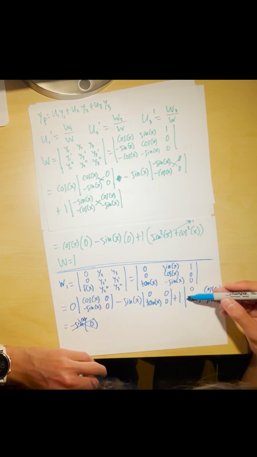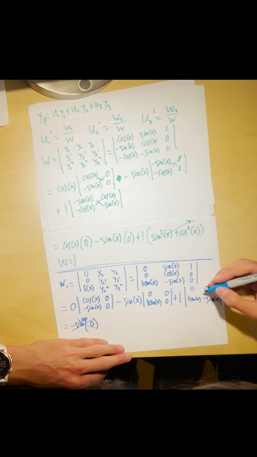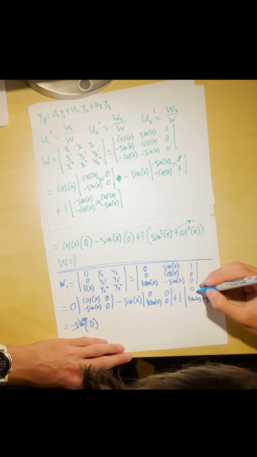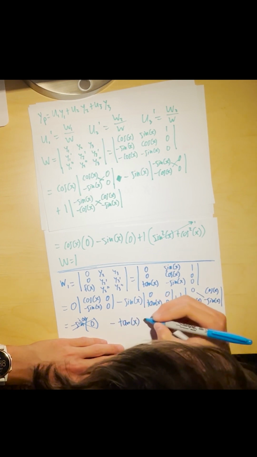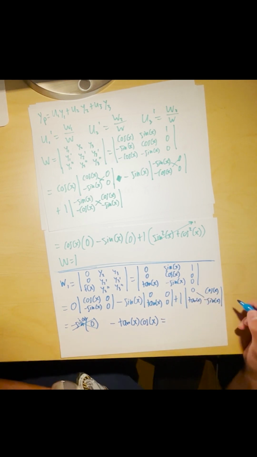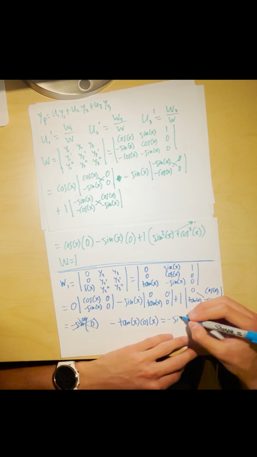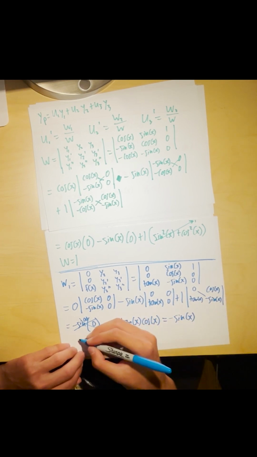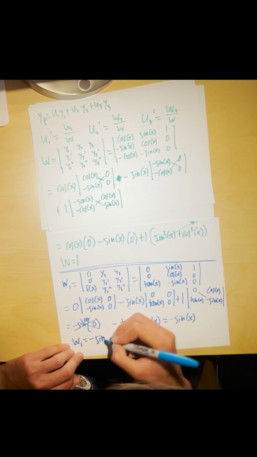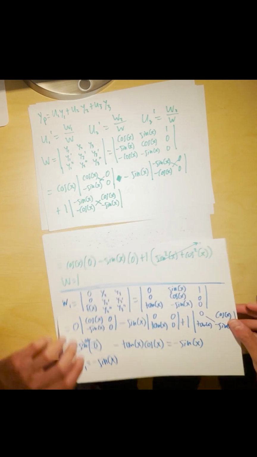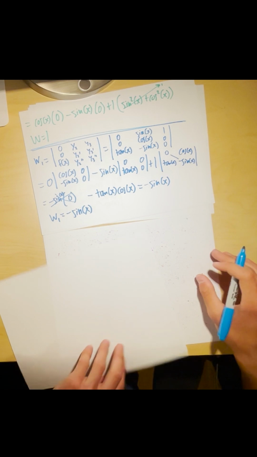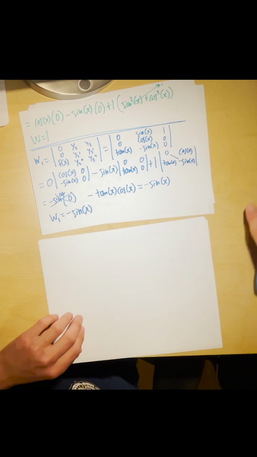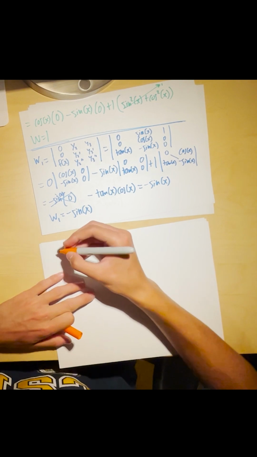And then this part, we have 1 times, and so then we're going to take this determinant and 0 times negative sine x, 0, minus tan x cosine x. So since tangent is sine over cosine, the cosines cancel. We're left with negative sine of x. So I'm going to write this down here. W1 equals negative sine of x. We'll use that later. So we have W equals 1, W1 equals negative sine x. Now, let's switch to orange for W2.